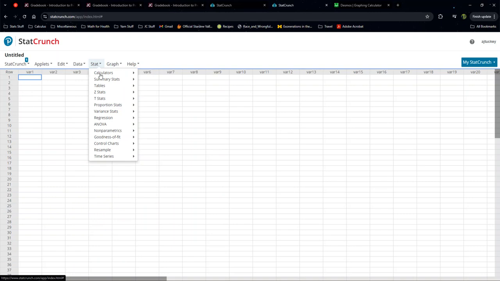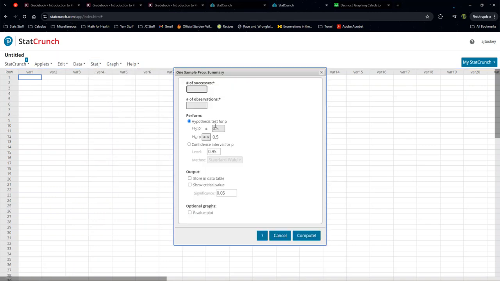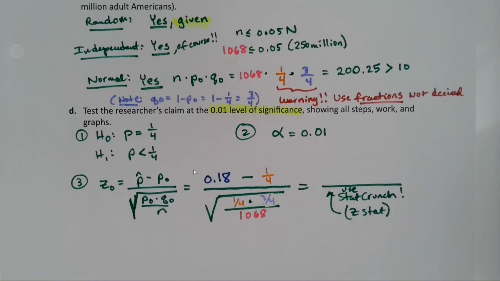So if I go to Stat, Proportion Stat, One Sample with Summary, I know that I want the p to be 1/4. I know I want to make it a less than. Right, there's my H0 and there's my H1. I know I want the p-value plot on. I know my number of observations, that's n, so that would be 1068. But I'm in trouble. I don't know my number of successes. I don't know x. x wasn't given to us in this problem. So we're going to have to go find it.